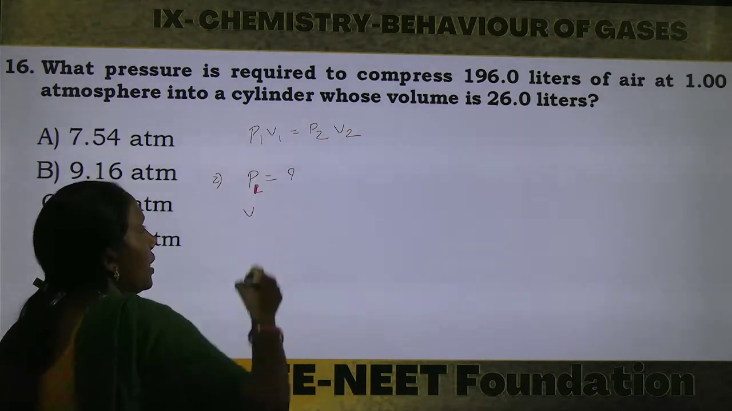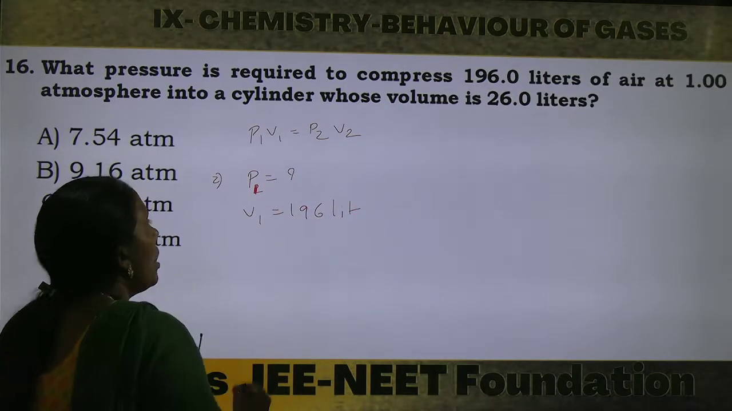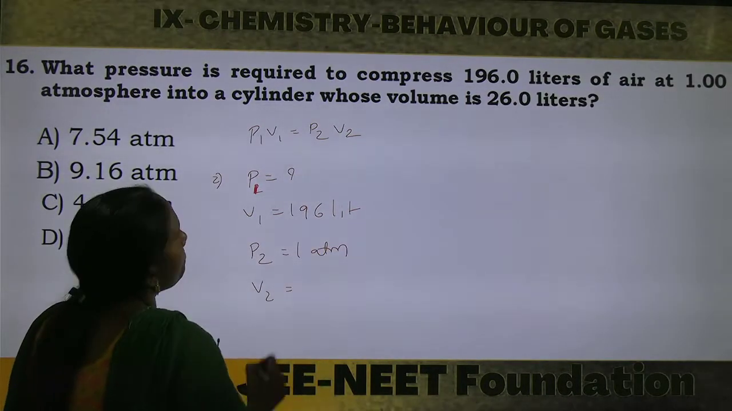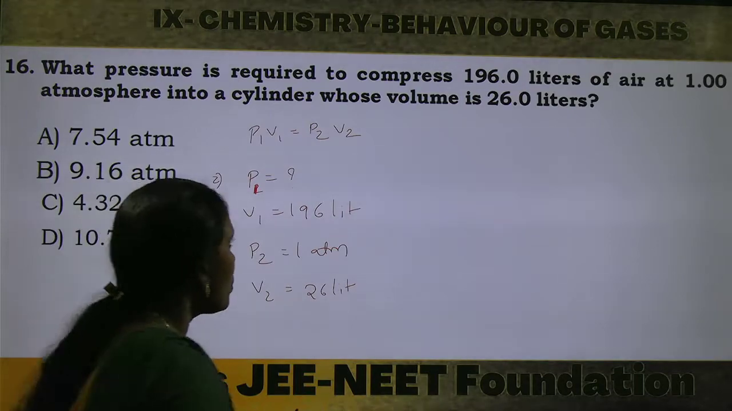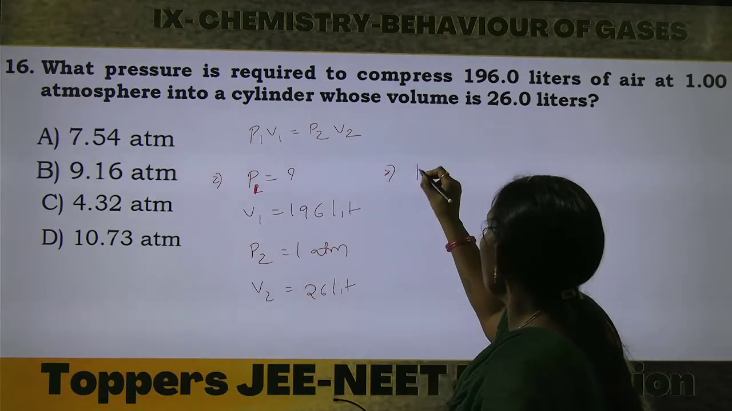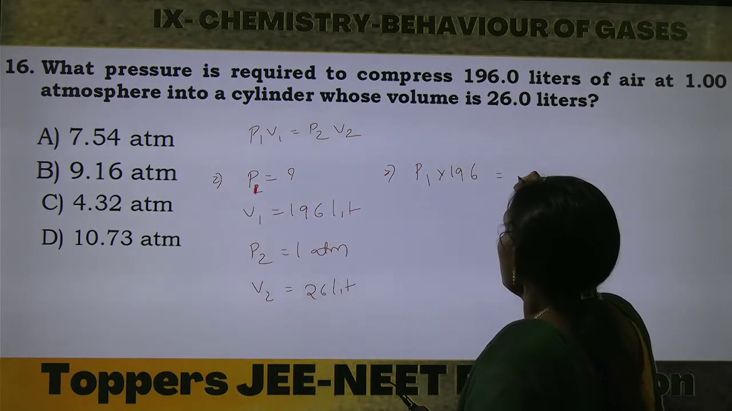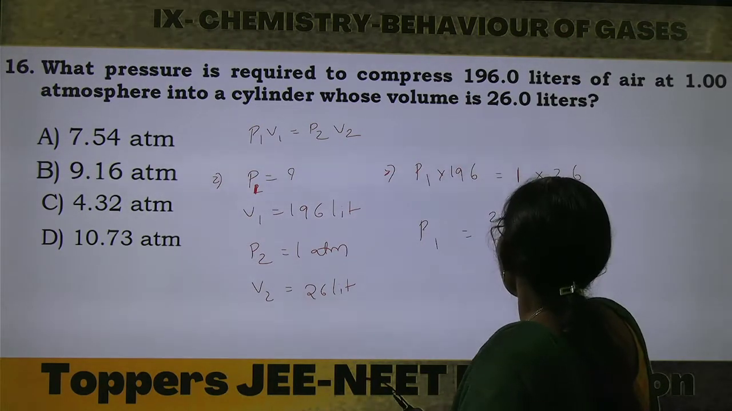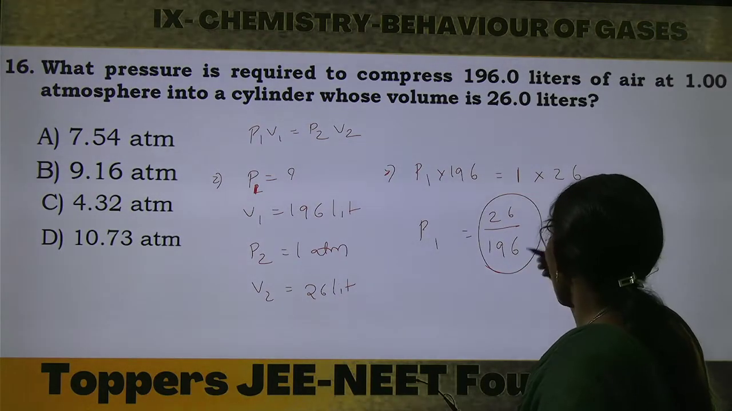So he is asking to calculate P1, where V1 equals 196 liters, P2 is given as 1 atmosphere, and V2 equals 26 liters. Substitute these values in the formula, then we get P1 into 196 equal to P2, which is 1 atmosphere, into 26 liters. Then if you calculate, P1 equals 26 by 196. If you do this calculation, we will get the answer. See 26 by 196, how to calculate this one?